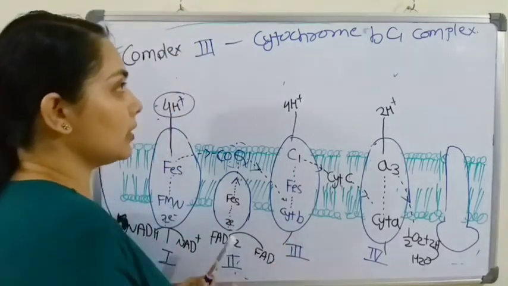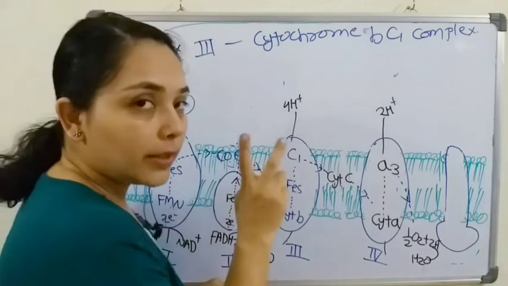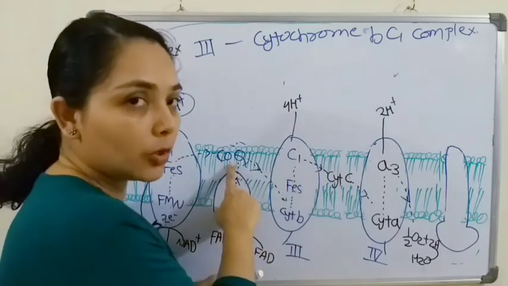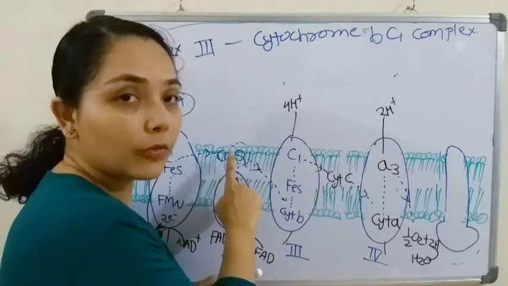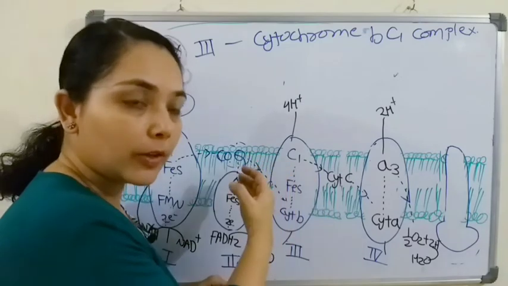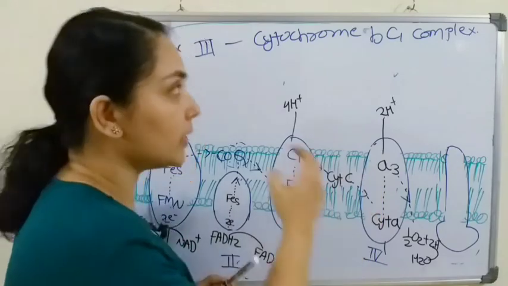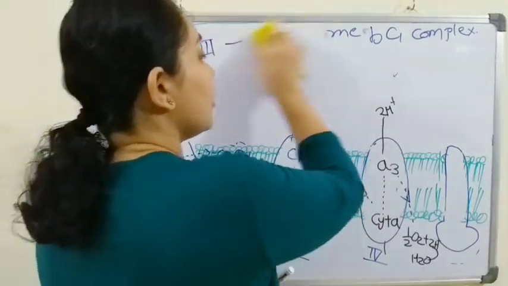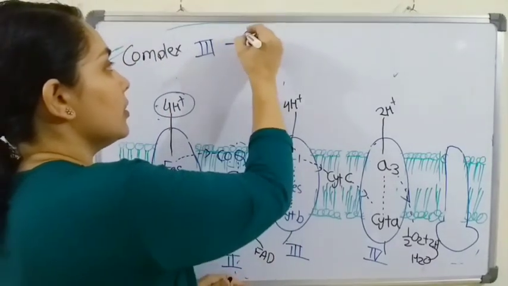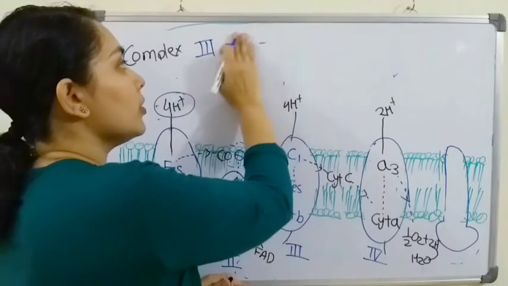So the other name of complex 3: what is reducing here? No, sorry, what is oxidizing here? Coenzyme Q or ubiquinol, because cytochrome b is accepting the electron from ubiquinol. So ubiquinol is oxidizing here and cytochrome c is reducing. So the third complex is also known as coenzyme Q or ubiquinol.